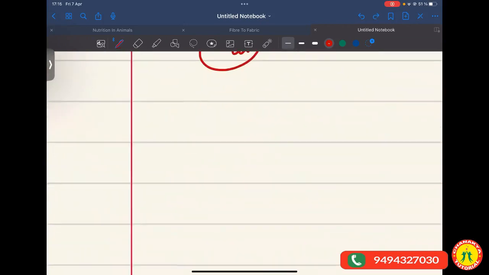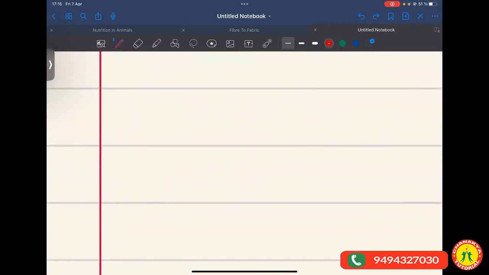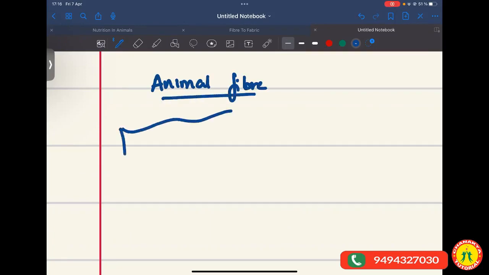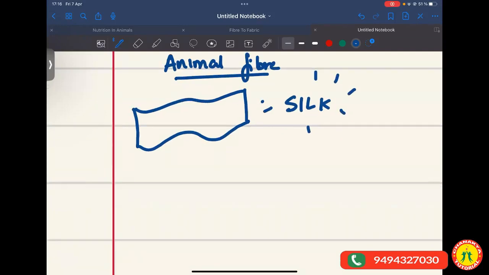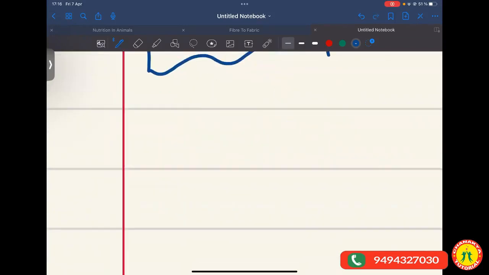So first, since Anubhav hasn't studied it in his previous class, we are just going to brush up on how silk is created. Let's look at animal fiber first. In animal fiber, I'm focusing on silk. Know this: silk is an animal fiber. It is not obtained from plants. First, you have a moth.